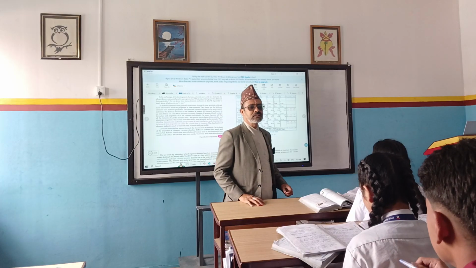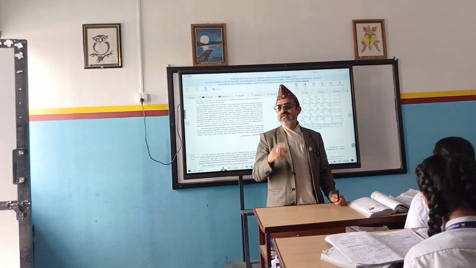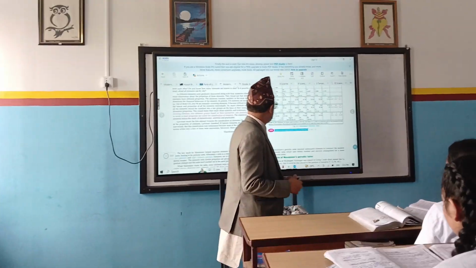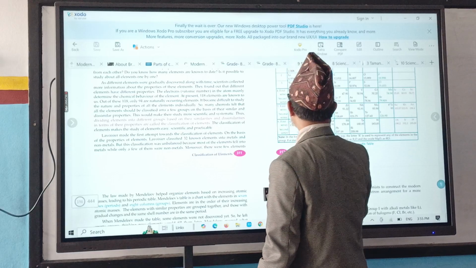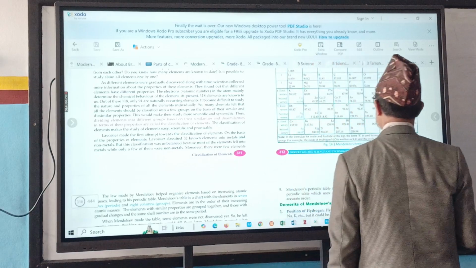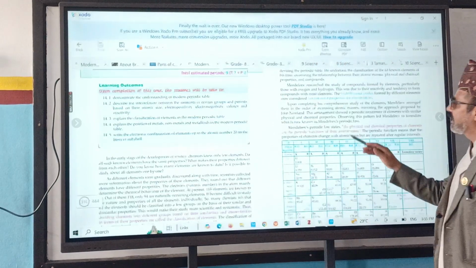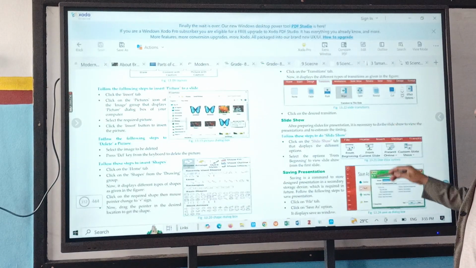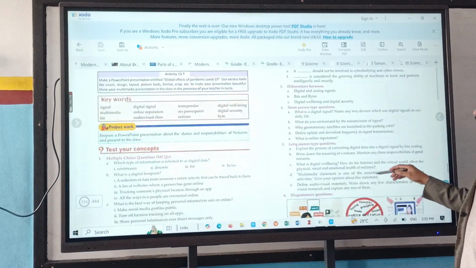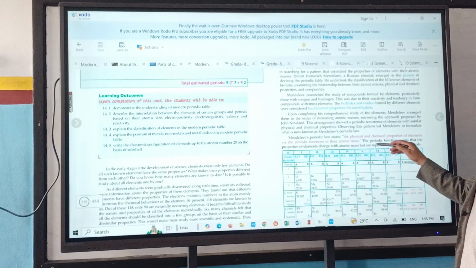It states that the physical and chemical properties of the elements are periodic functions of their atomic masses, right? Atomic masses. And he arranged the elements according to increasing atomic masses, right? Increasing atomic masses. You can see here.